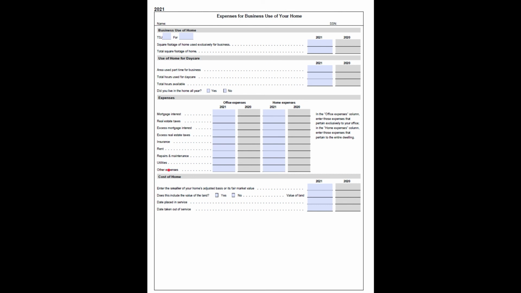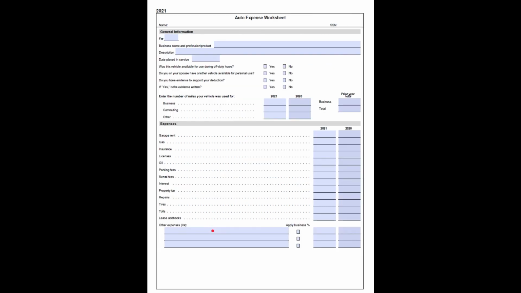So now we're going to look at the cost of the home, and this is how we're going to determine any depreciable amount of the home that we'll be able to take as a deduction. So you'll want to fill that information in. This is the auto expense worksheet I alluded to, and this is where you're going to enter, number one, which business this is for, Schedule C or Schedule E, and the name of the business and the description. Okay, and it's going to ask you some pertinent questions that will let us know how much, if any, of these expenses will actually be deductible.